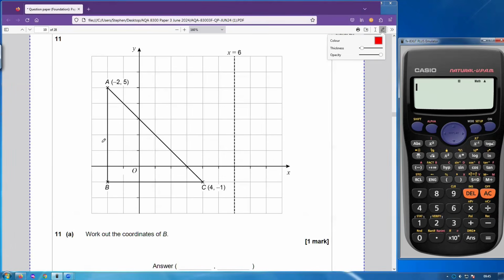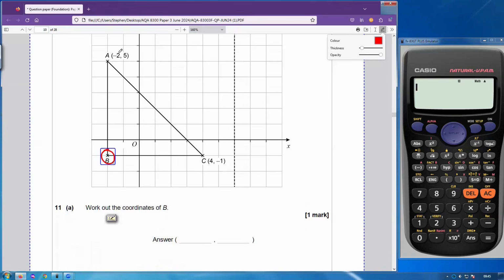Question 11. We've got this triangle on an XY grid. We've got a vertical line there, x equals 6. 11a, work out the coordinates of B. There's B there. Well, it's the x and y, so let's put the x and y down. The x is -2, and it's on that vertical there. Everything on that line there is -2. So where A is -2, B must be -2. And similarly, this one, C, the y value is at -1. So there we go, everything on this line here is -1. The y value is -1. Okay.